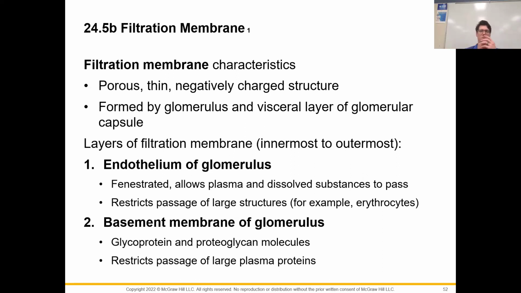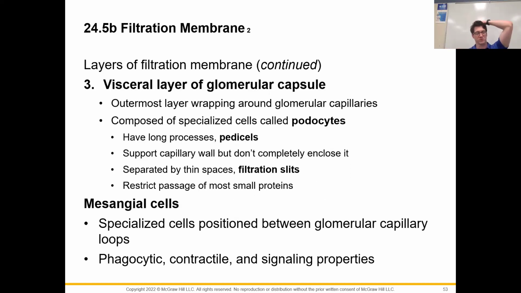We don't want so much water getting taken out of it that there's no liquid through which the blood cells can move. So we need to make sure that large proteins like albumin, which remember hold on to water and make sure that the blood stays liquid, can do that. Okay. Then above that, we have the visceral layer of the glomerular capsule.